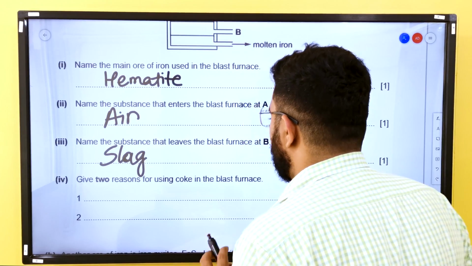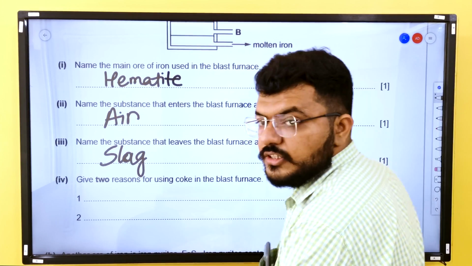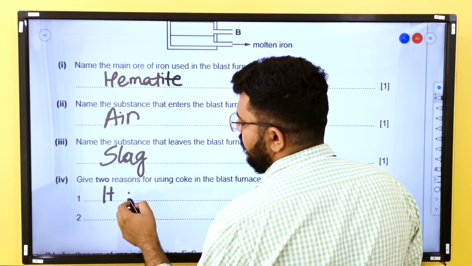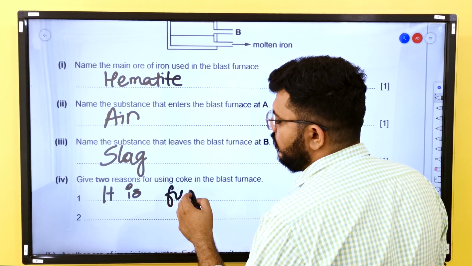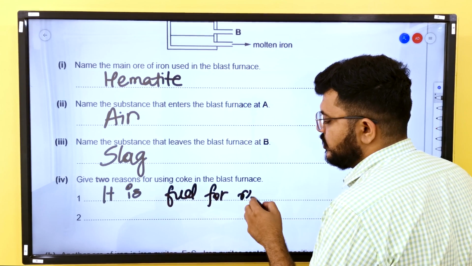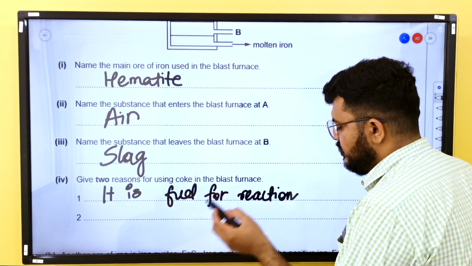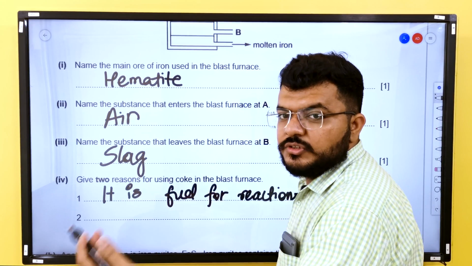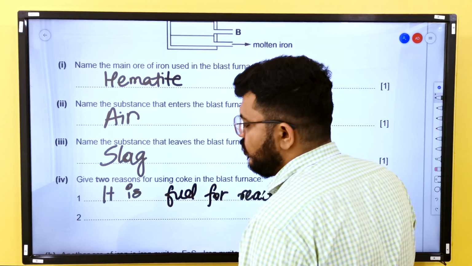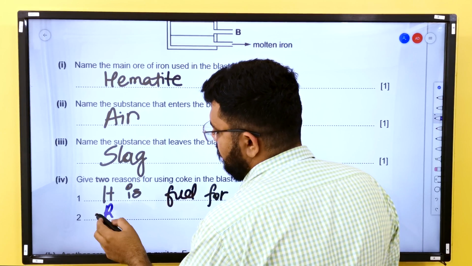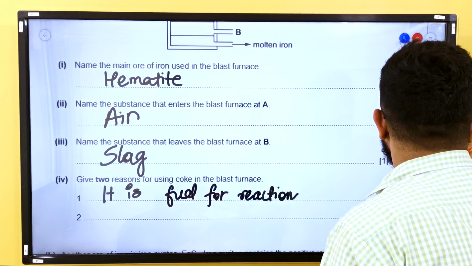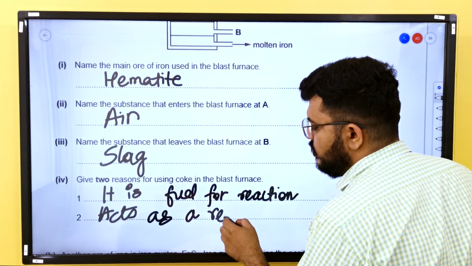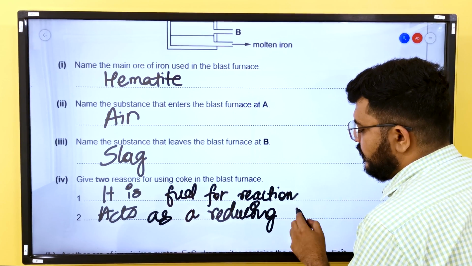Give 2 reasons for using coke in the blast furnace. First of all, it is a fuel, right? It is the one that is giving out the exothermic reaction. It is used as a fuel. Second one, coke becomes carbon dioxide, reacts with more coke, becomes carbon monoxide. So it is just going to act as a reducing agent. Okay, so I'll write acts as a reducing agent.